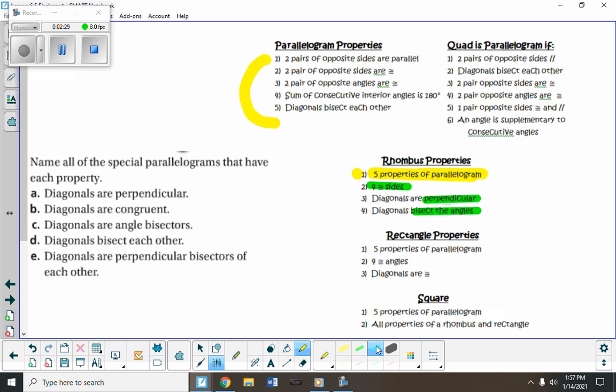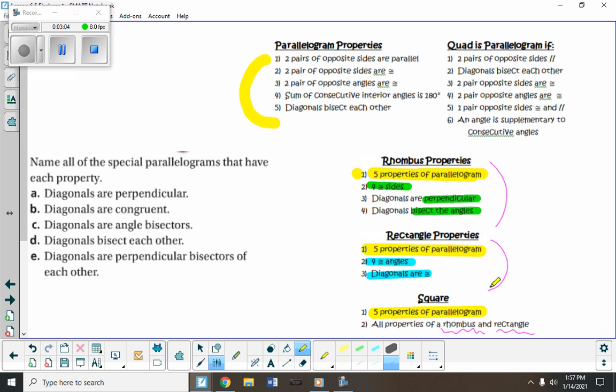And then if it's a rectangle, it has all the properties of a parallelogram, which are listed above, but then it has four congruent angles, which means they're all 90 degrees. So 360 divided by 4 is 90, and the diagonals are congruent. Now a square also has all the properties of a parallelogram, plus it has all of the properties of a rhombus, so all of this is true about a square, and all of the properties of a rectangle, all of this is true about a square.